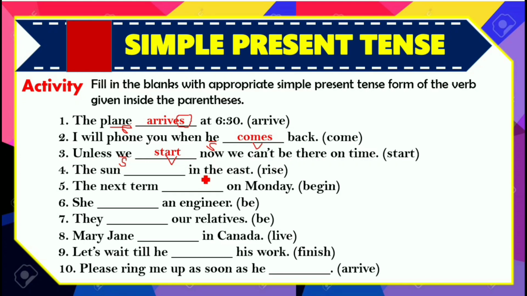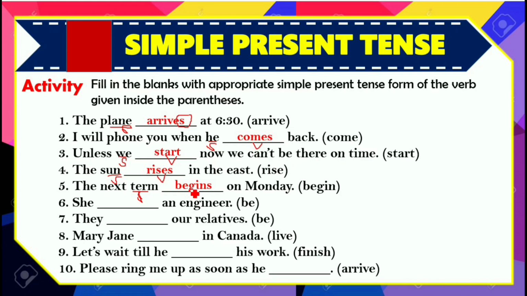Number 4, the sun blank in the east. The sun rises in the east. So this is a truth or a general truth or a fact. So sun is our subject. Our verb is rises with the S. Number 5, the next term blank on Monday. So the next term begins on Monday. So the next term is the subject here, and we have the verb begins on Monday. This is another scheduled event.